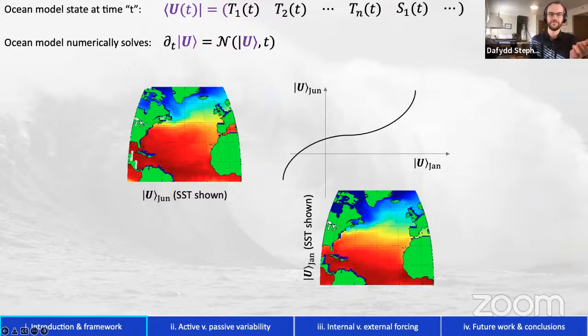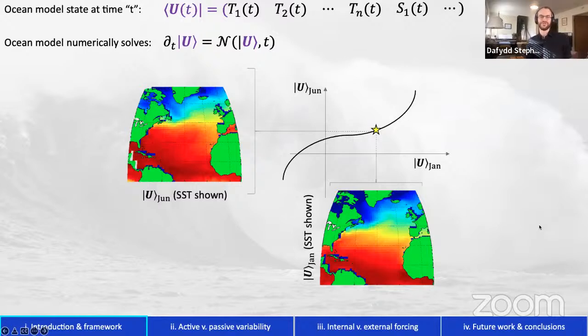So this before and after pair corresponds to a single point on this curve, which we can mark here with a star. And so in order to build up a picture of what the full curve looks like, we would have to run the model over and over and over again with every possible input state in January to see how they evolve 6 months later. And obviously this is hugely impractical to do.